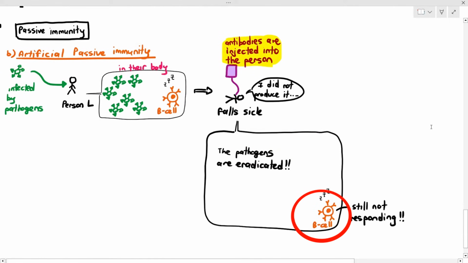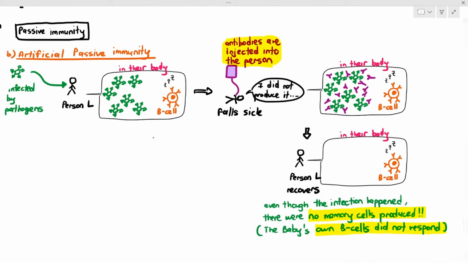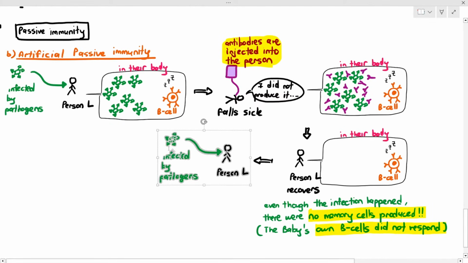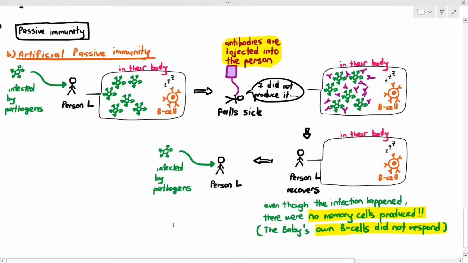But look at person L's immune cells, the B cells. Did they respond to the pathogen? No, they are still sleeping or inactive. So even though the infection happened, there were no memory cells produced because the person's own B cells did not respond. I used the word the baby's own B cells over there, but just put it as the person's own B cells did not respond in that case. So in this situation over here, passive immunity is acquiring antibodies from another person.